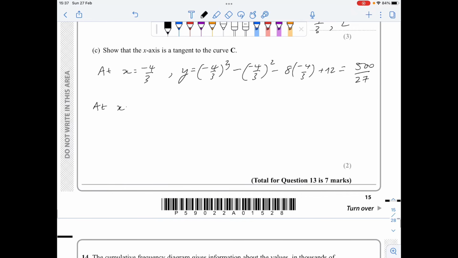Let's check x equals 2. We expect it to be 0 now, but let's do it. 2 to the power of 3 minus 2 squared minus 8 times 2 plus 12. And if you put this on the calculator, it comes out to be 0. Let's write a conclusion that at x equals 2, both y and dy/dx equal 0, hence proved.